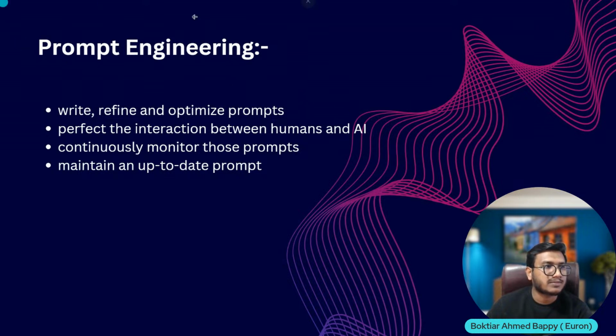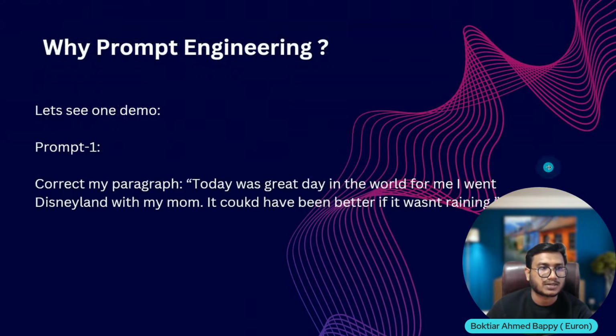Now, in prompt engineering, you have the concept of writing, refining, and optimizing prompts, perfecting the interaction between humans and AI. Consistently monitor the prompt and maintain an up-to-date prompt. That means if you're designing any prompt, it should be up to date also. If your application is getting updated, the prompt should also get updated. You also need to take care of this part.